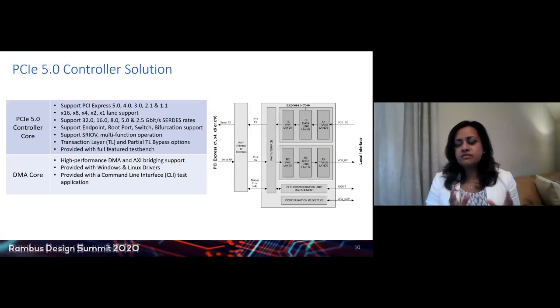Now, the controller core is very rich in features, and I would encourage you to reach out to us and get access to our data sheet so you can take a look at the full list. The PCI Express controller core is delivered with the PCIe test bench as part of the deliverables. Rambus also provides a high performance DMA and AXI bridging support, which further extends the PCI controller core's functionality. We'll take a closer look at it on the next slide.